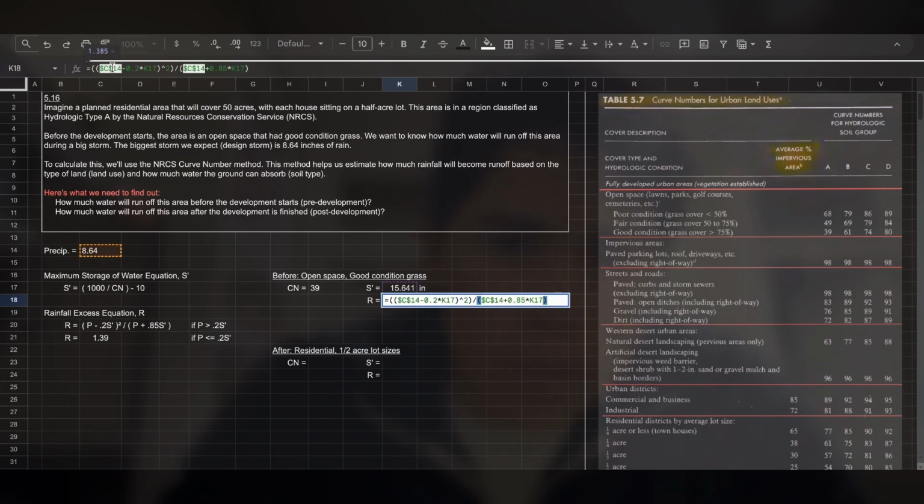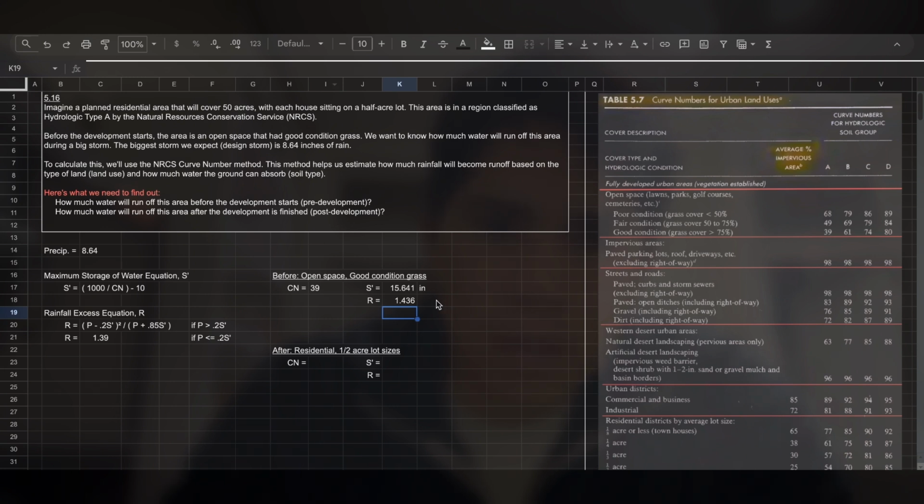So we got the precipitation, which is given as 8.64 inches. That's our precipitation for our design storm. Minus 0.2 times K17, which would be the saturated storage right here, all of that squared, all of that divided by the precipitation again, plus 0.8. This is not 0.85, it's 0.8. That's an error. Times the storage, which is K17 in my case.